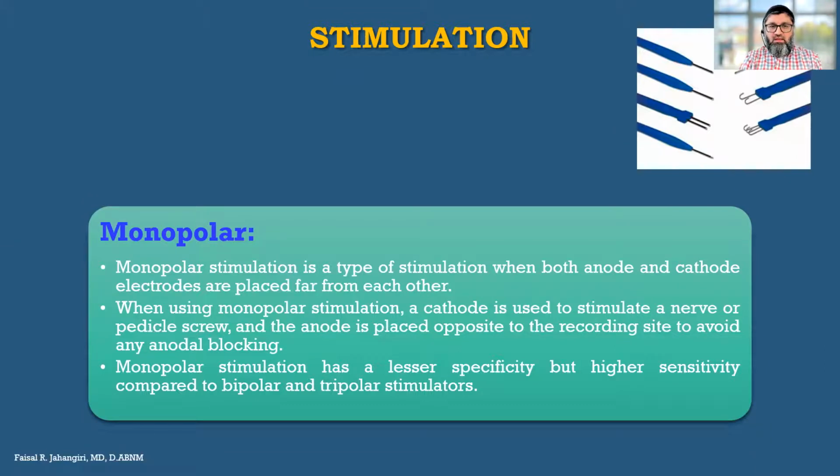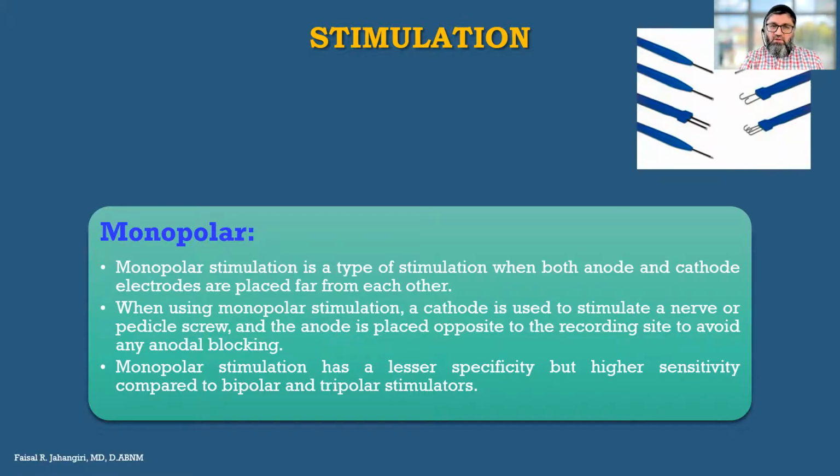So what does that mean? That means if you're stimulating monopolar, you will be spreading the current over a bigger area. So if you want to identify the nerve through the tumor or the structure or bone, you'll be able to activate that. But you will not be able to know exactly which nerve that is, because you cannot be very specific. In order to be very specific, you need to use a bipolar or tripolar stimulator.